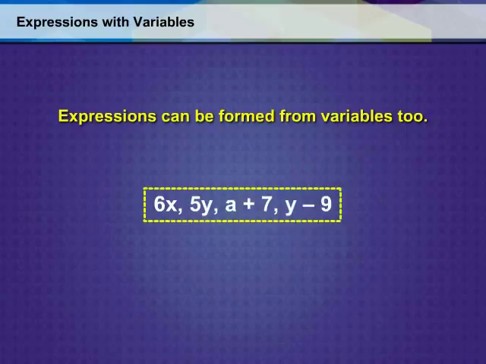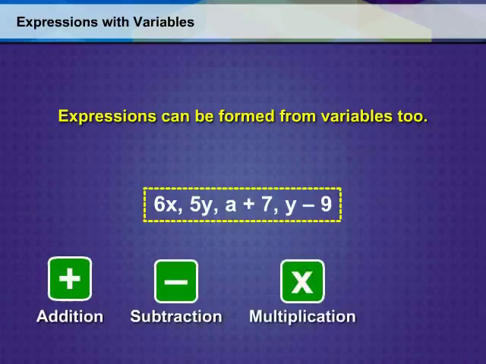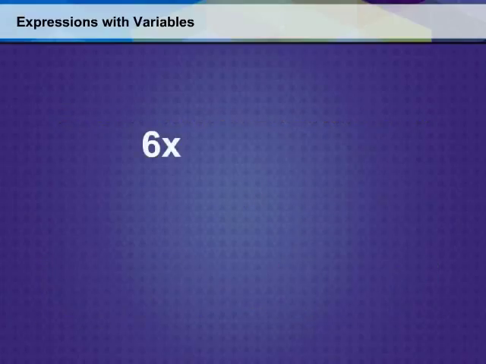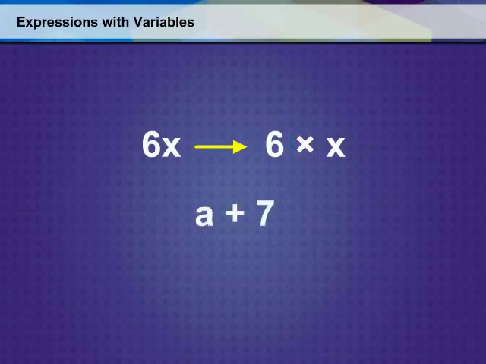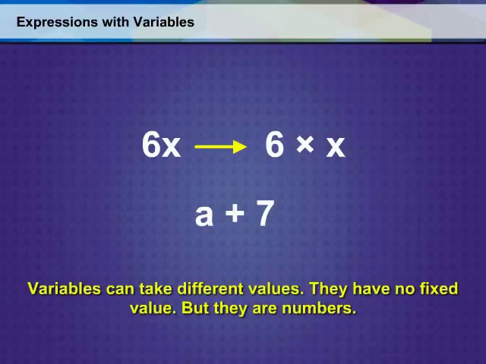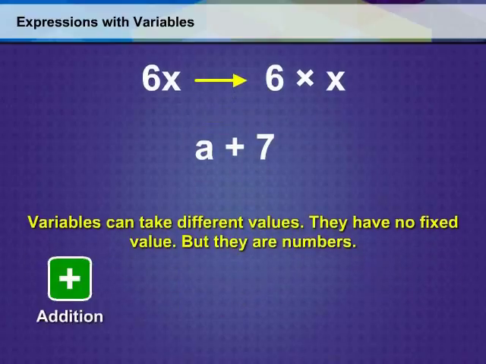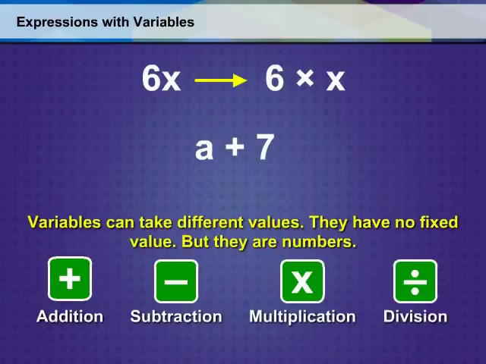These expressions with variables are obtained by operations of addition, subtraction, multiplication, and division on variables. For example, the expression 6x is formed by multiplying the variable x by 6. The expression a plus 7 is formed by adding 7 to the variable a, and so on. We know that variables can take different values. They have no fixed value, but they are numbers. That is why, as in the case of numbers, operations of addition, subtraction, multiplication, and division can be done on them.